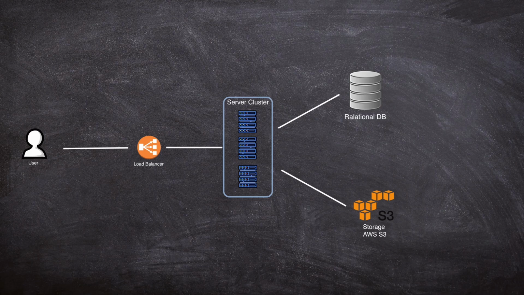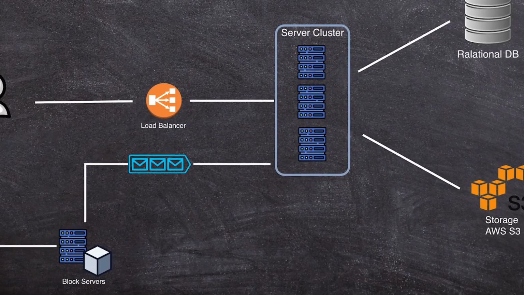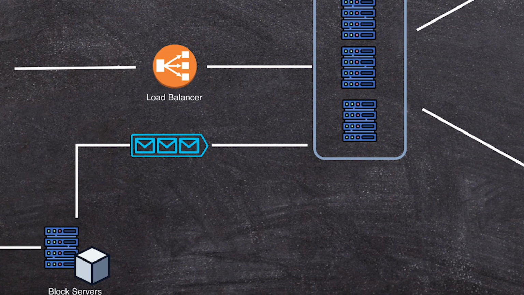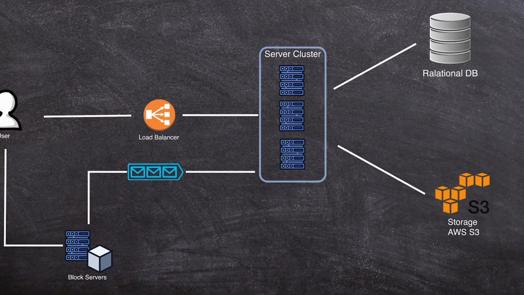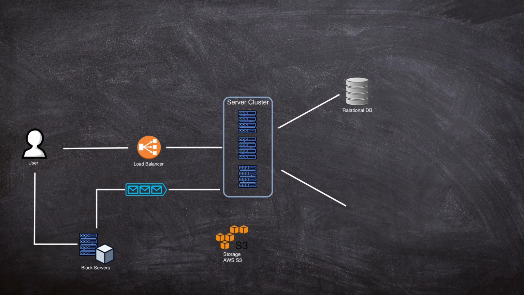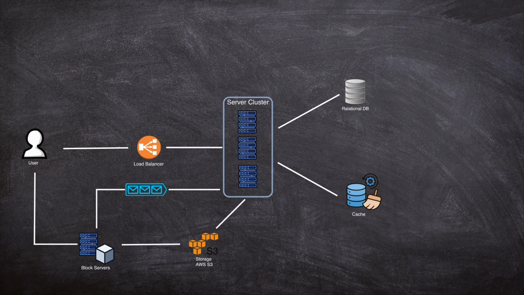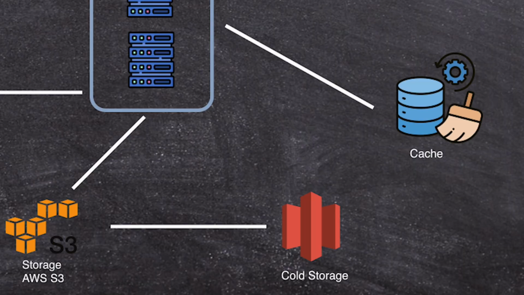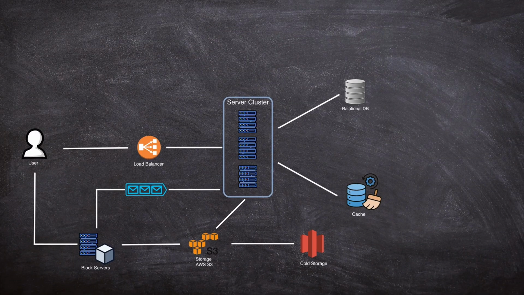Now, let's introduce block servers to support and optimize file uploads, and introduce a queue between block servers and server cluster. S3 is now connected to both the block servers and the server cluster. Also, let's introduce a cache for faster metadata access. And now introduce a cold storage. It's just an efficient way to store files that are not frequently used.